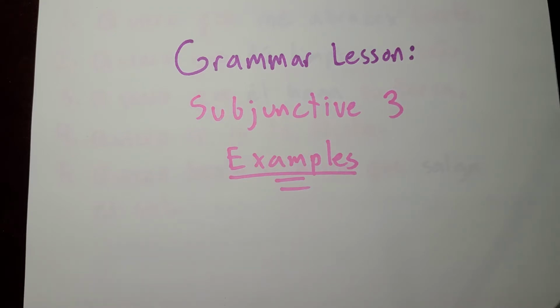So don't worry if you've been confused up until this point. The subjunctive can be really hard to learn because it is so foreign to English. It doesn't exist in English. The subjunctive mood does not exist in English. So it's very normal to be confused up until this point.